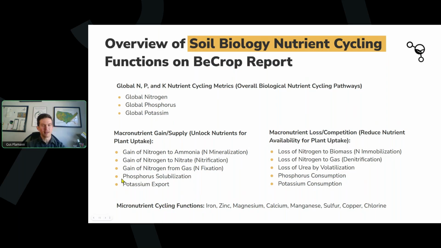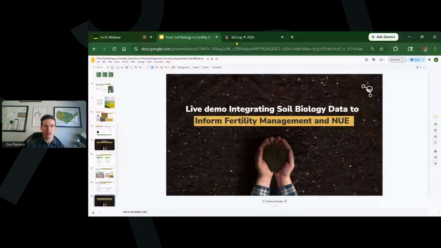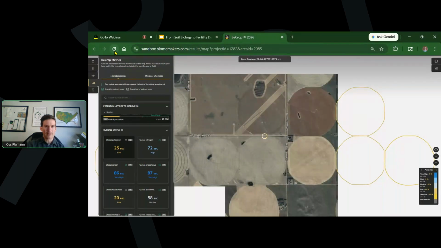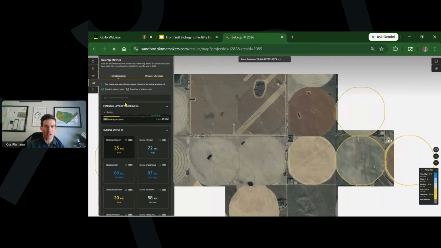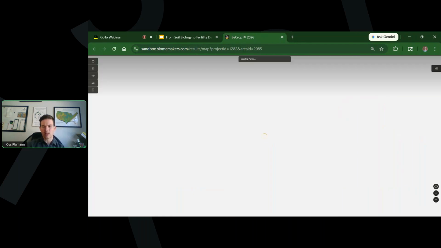So now to get into the fun part, I'm going to do a quick live demo integrating soil biology data to better understand how to inform fertility management and nutrient use efficiency. For this, I'm going to jump out of my slide deck and into the BeCrop portal. I have a project pulled up where we're really going to drill into how some of the results from a BeCrop Farm project can be used to make decisions.